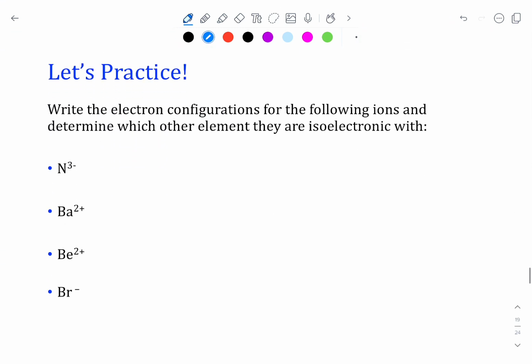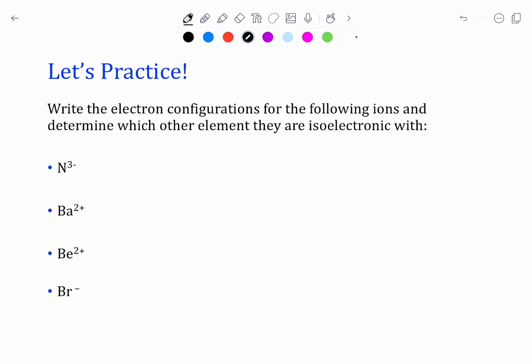So let's practice some of these. Let's write the electron configurations for the following ions and then determine which other element they are isoelectronic with. So we have nitrogen 3 minus. Our first step is to write the electron configuration of nitrogen.